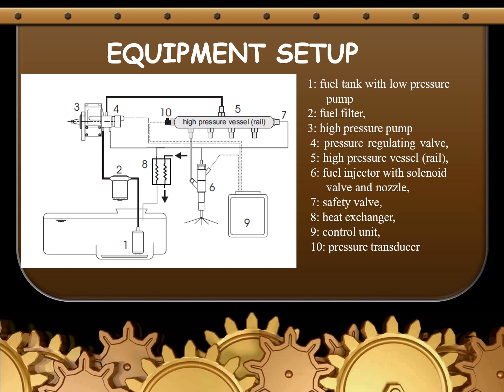There is also the equipment setup. They have a fuel tank with a low pressure pump, fuel filter, high pressure pump, and pressure regulating valve, and also the common pressure vessel, the high pressure vessel, and the fuel injector with the solenoid valve and nozzle. The solenoid valve is electrically operated. Number 8 is the heat exchanger, the 9th one is the control unit, and the 10th one is the pressure transducer, fixed in the high pressure vessel.